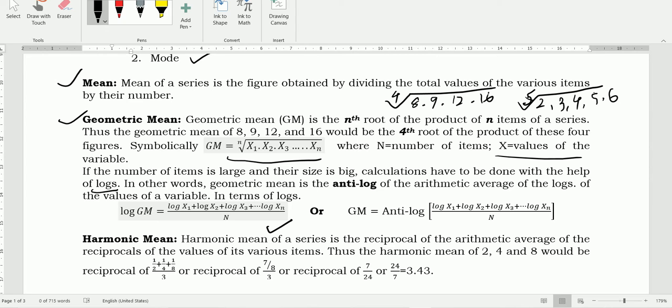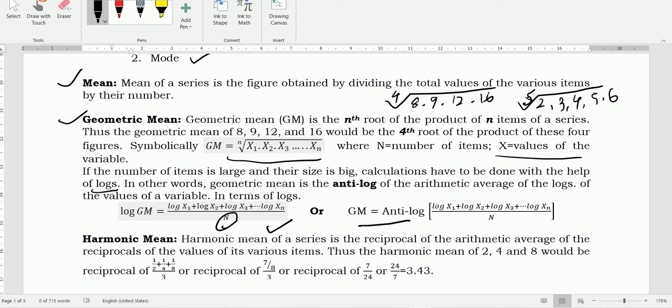Log of the geometric mean is equal to log x1 plus log x2 plus log x3 up to log xn, divided by n. N is the number of these items. Or the geometric mean is the anti-log of log x1 plus log x2 up to log xn, divided by n.